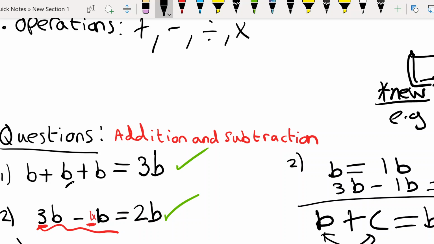So if I have, for instance, two bananas, 2b plus one banana, so 2b plus b plus c, what do I have? Well, remember, like I said, I have to separate the two variables out. So firstly, I want to add the bananas up. So 2 plus 1 is 3.